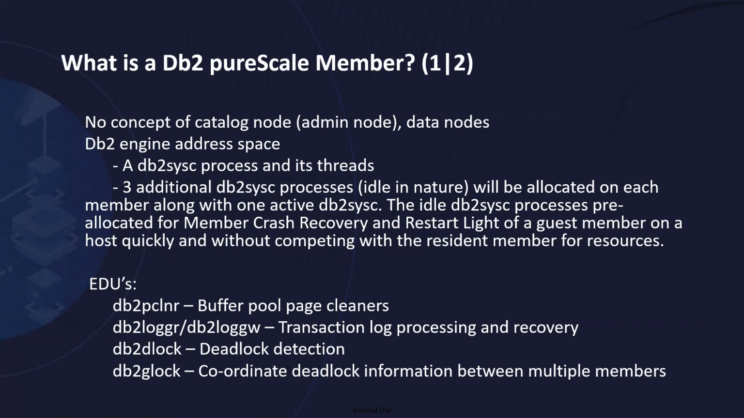And we do have a deadlock detector, and also GLock, that is the coordinated deadlock information between multiple members. That is like a global lock manager for the deadlock. So that is one you see as a difference between the two. But DB2 page cleaner, prefetchers, and everything would remain the same between a single node and the pureScale member.